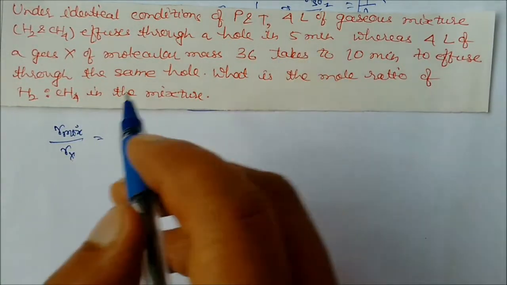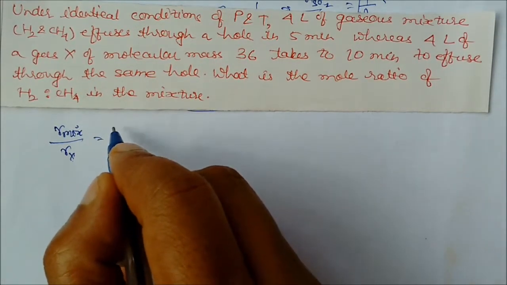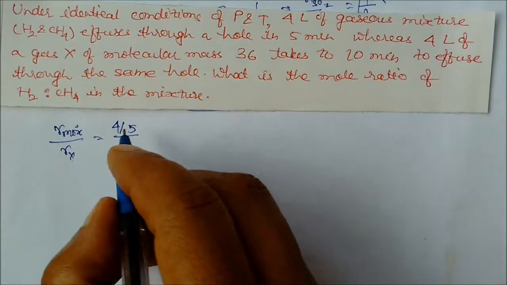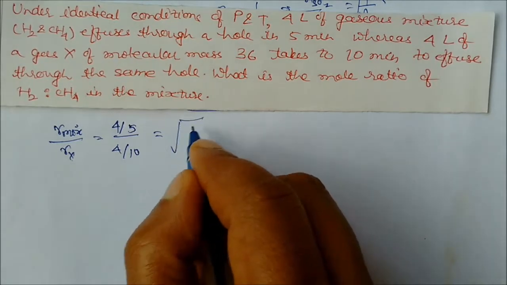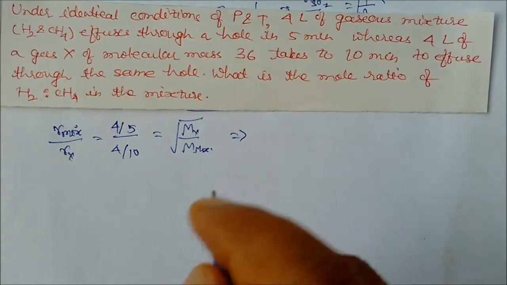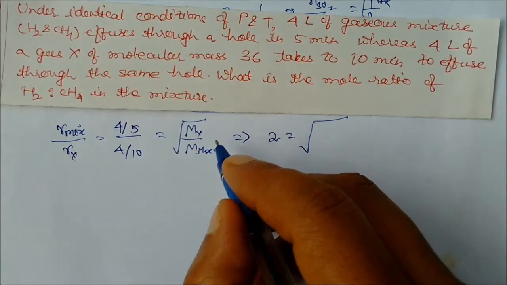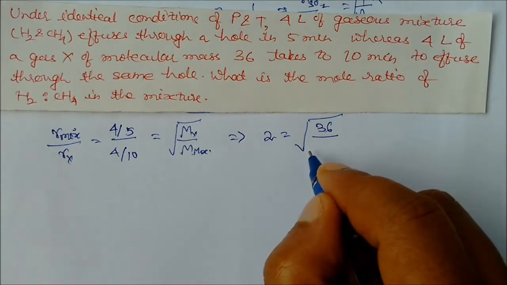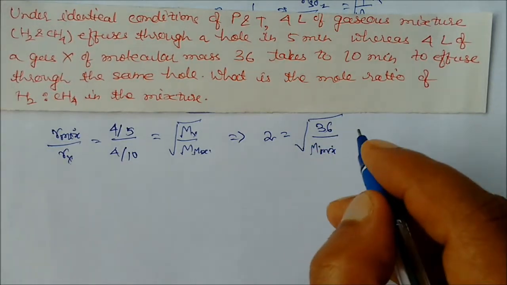Okay, so they have given time and volume of the gas. So this is the volume of gas diffused. So the rate of the mixture is 4 divided by 5 minutes, and the rate of X is 4 divided by 10 minutes. And that is equal to the square root of the molar mass of the X divided by the molar mass of the mixture. So we can see here, this will be your 2, and the molar mass of X, that is 36, they have given. So right here 36 divided by the molar mass of the mixture.